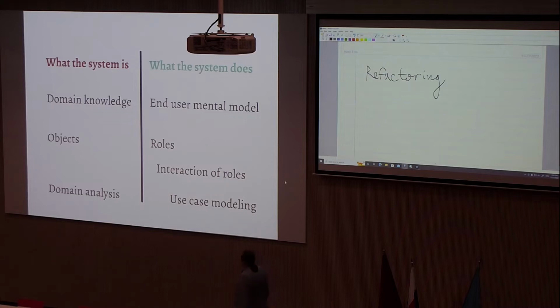And speaking of this, we talked about these two perspectives, what the system is and what the system does. On one side, you have all the things related to domain knowledge, objects that you identify in the domain, crucial things there, and you come to this through domain analysis. On the other side, you have users and their mental model, the roles through which they see those objects of the domain. They're not very interested in those objects as much as in the roles that they play.